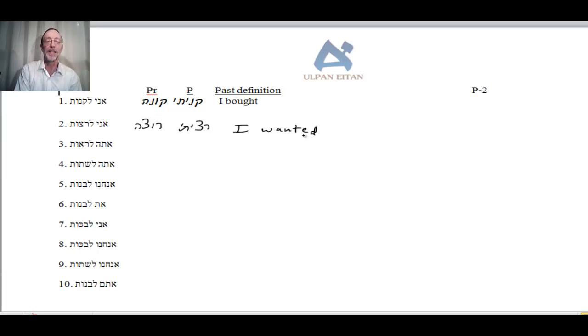So that's our lesson for today, lesson number 23, and we've just learned the past tense of liknot type verbs. Now you have to get to work to practice it.